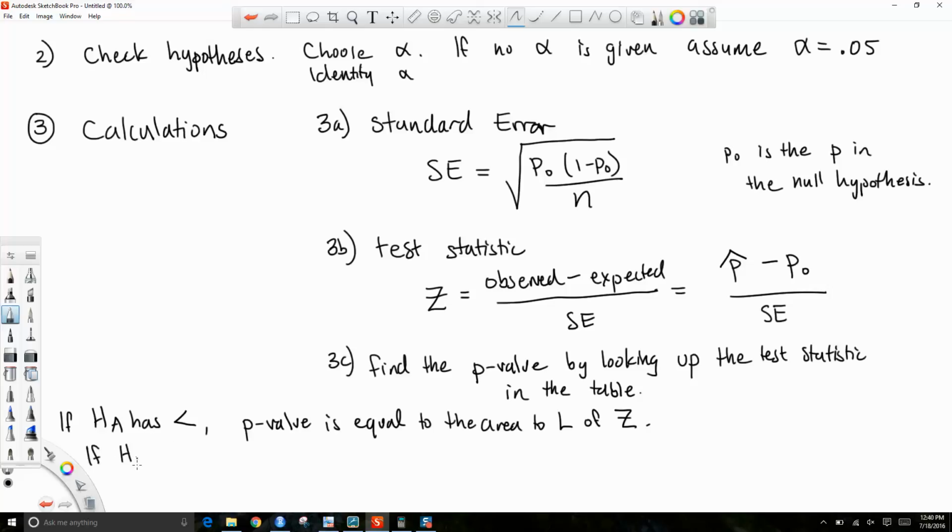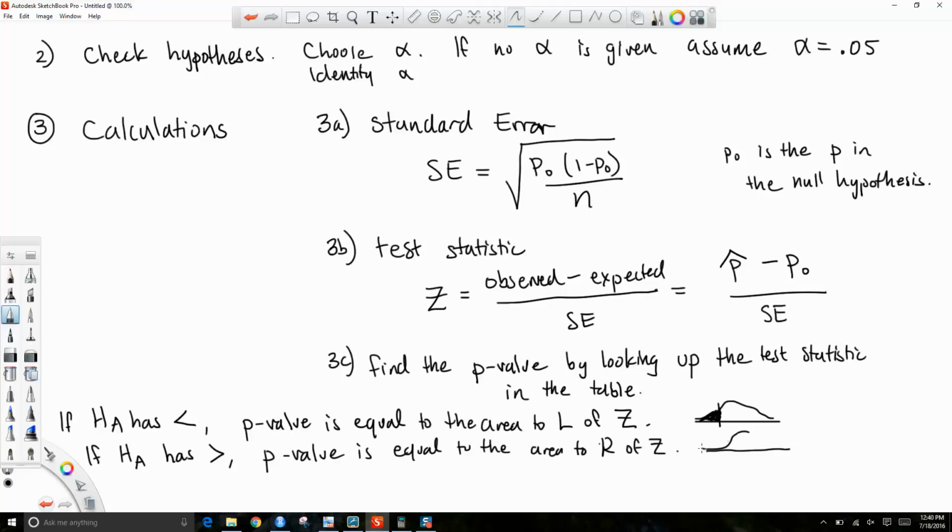If the alternative, so I'll draw the picture this way, area to the left of z. Okay. If the alternative has a greater than sign, the p-value is equal to what? The area to the right of z.